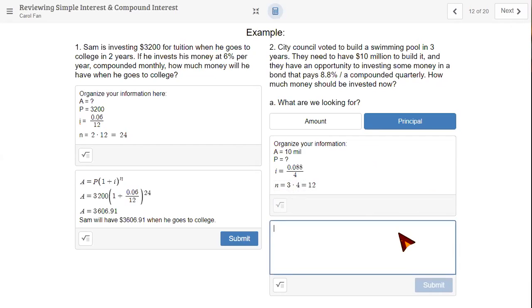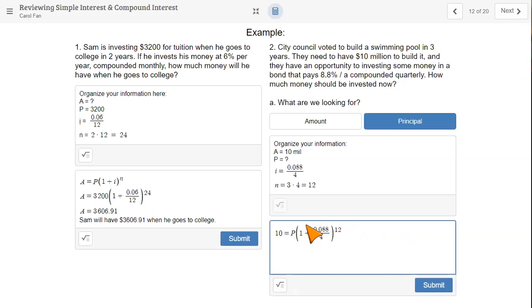Right, so now substitute this into the equation and we're going to use algebra to solve. So 10 is equal to P times 1 plus 0.088 divided by 4, all to the power of 12. Now we know that this part here, the bracket and the exponent, is a power. And eventually, when I throw it into a calculator, this is going to be some solid number.